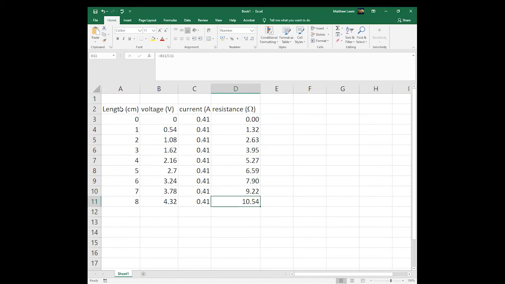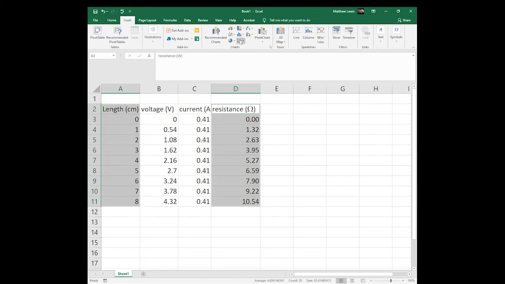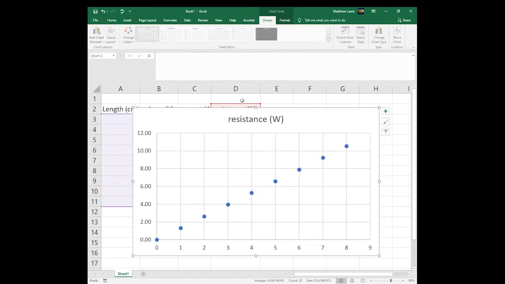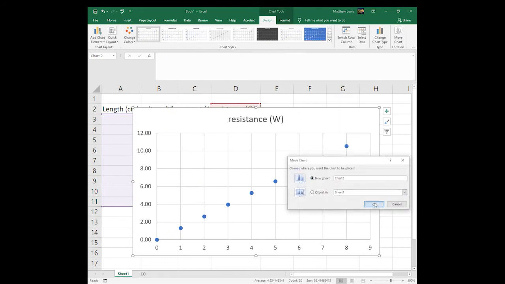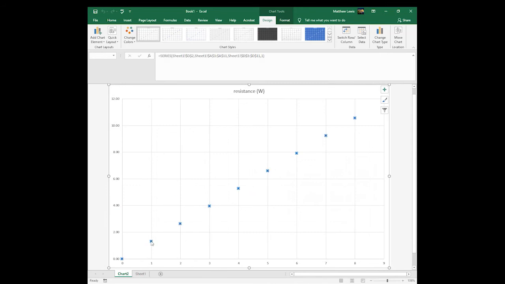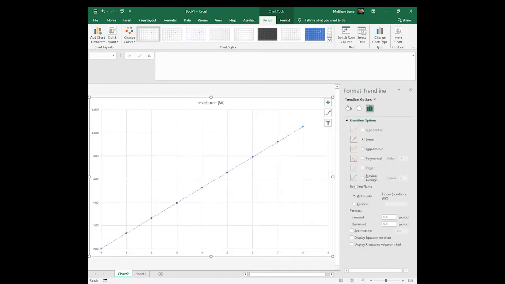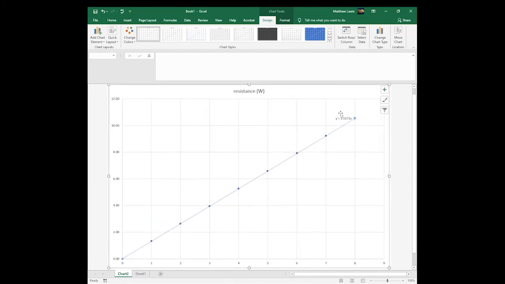The graph we're going to plot this time is length against resistance. Same idea: insert, scatter graph, there's our wire, and we're going to move our chart to a separate page again. This time you can again add a trend line, set the intercept to 0, and display the equation on the chart. This value here, 1.3171, gives us an idea of how much resistance per length our wire has.